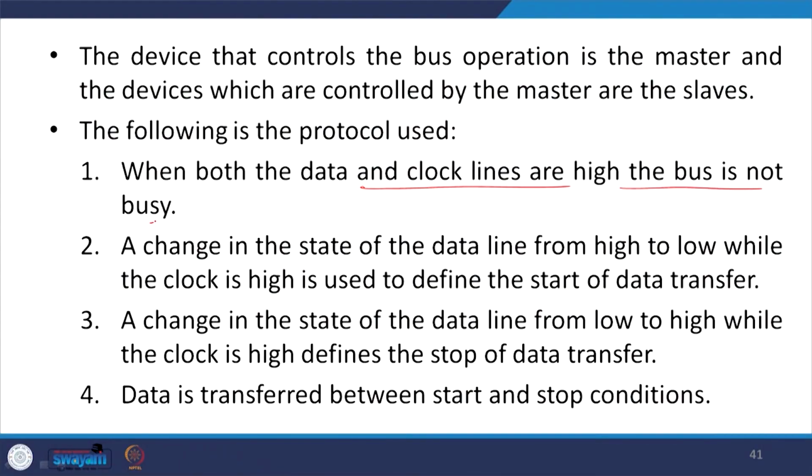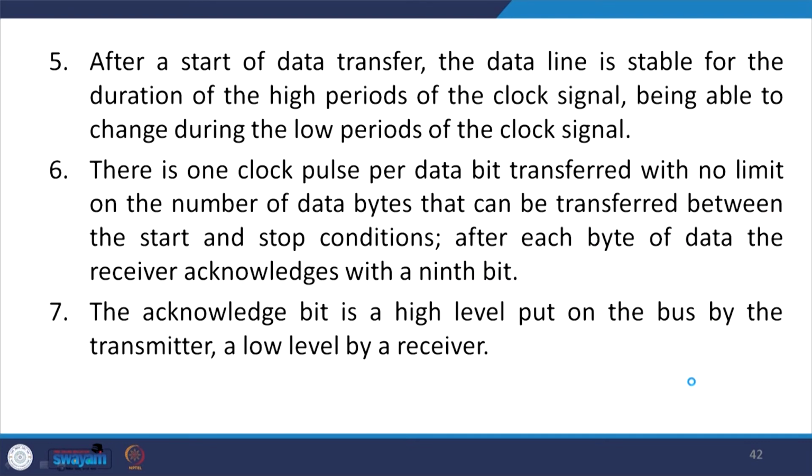When both the data and clock lines are high, the bus is not busy. A change in the state of the data line from high to low while the clock is high is used to define the start of the data transfer, and a change in the state of the data line from low to high while the clock is high defines the stop of the data transfer. Data is transferred between the start and the stop conditions.